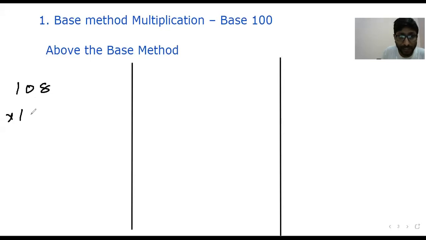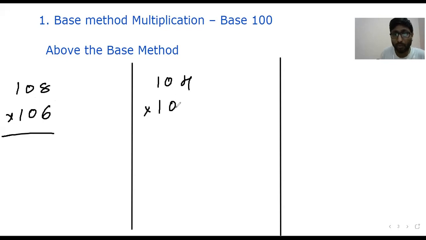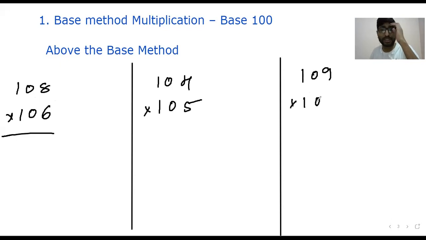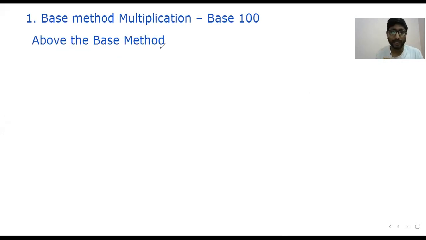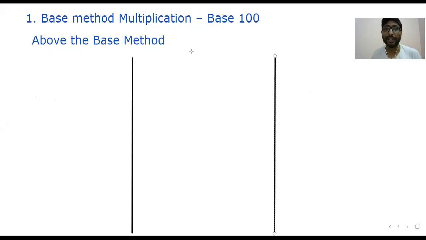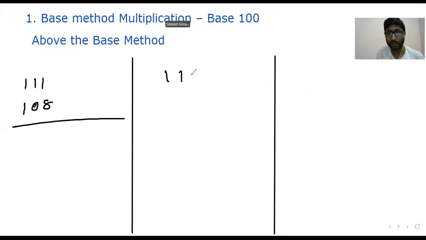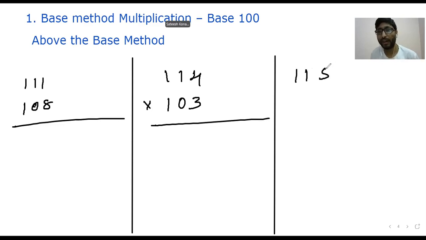108 multiply with 106. 104 multiply with 105. Okay, 109 multiply with 107. Okay, let's say similarly here also. Let me write the problems first, then I'll explain the problems a little more faster. 111 multiply with 108. 114 multiply with 103. Okay, 115 multiply with 106.